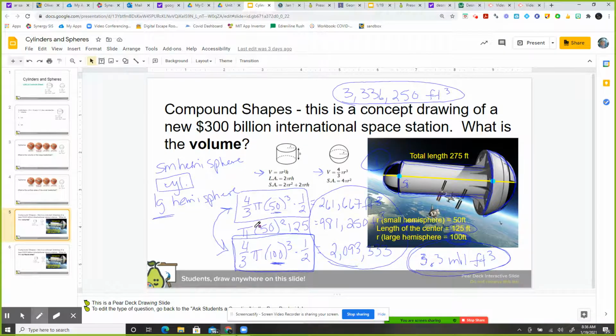Did anybody get a different answer? Remember, we're using pi. So I just put in 3.14. If you got a different answer, you might have used the pi button, which uses all of those numbers after the 3.14. Because we're working with such big numbers, if you push the pi button, you're definitely going to get a different answer.